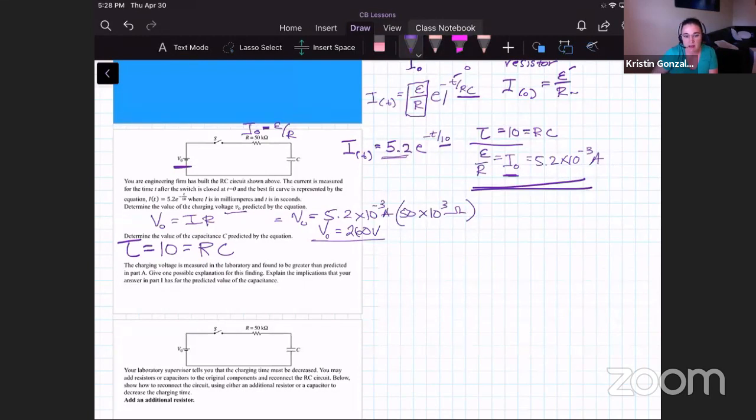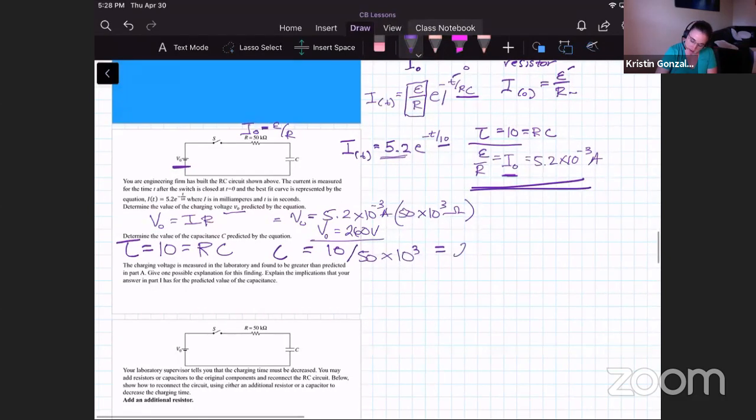I'm just dividing that 10 by my resistance. So then C is going to equal 10 divided by 50 times 10 to the 3. Okay, and we get 2 times 10 to the negative 4th farads.